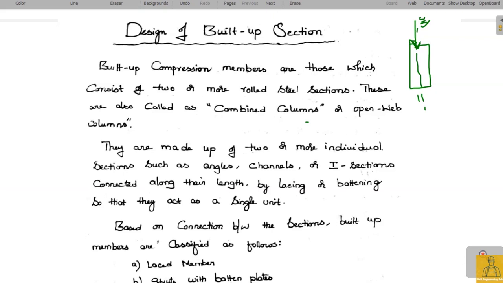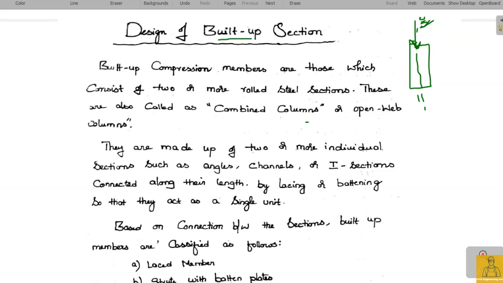When the load is very high, a member has to be increased in its dimension. You have to go for a higher dimension, higher cross-sectional area section. But that is not economical all the time. So when the load is high, you cannot just simply go for a bigger section. Bigger sections may not be available to suit that particular load coming onto that column. So in that case, we are going to go for built-up sections.